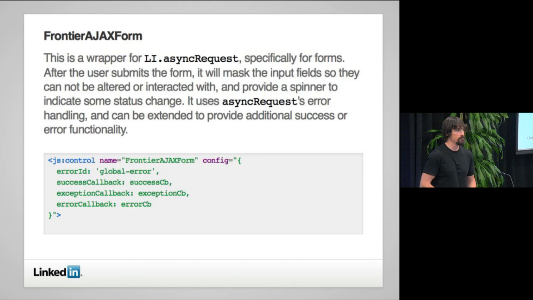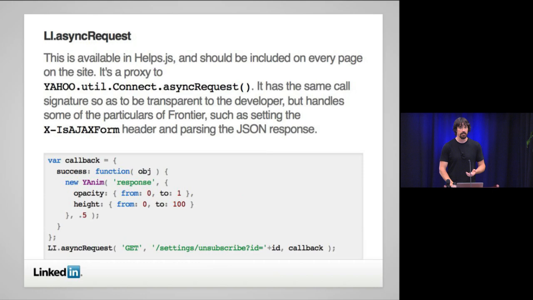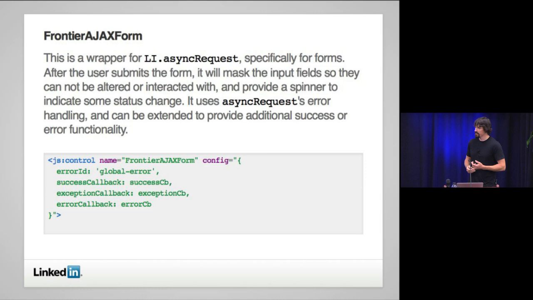On top of that, we often use Frontier AJAX form. This is particularly for, obviously, forms, but it's also a UI control. So whereas LI async request is actually just a function you can call pretty much anywhere, this is a control you have to instantiate using the control framework. What this does is when the user interacts with a form and then hits submit, it puts a mask over the form and prevents the user from actually being able to focus any of the fields. So you can't alter the text that's in there. You can't submit it again. It also provides a little spinner that shows that, hey, something's going on. It has some of its own success and failure callbacks in there, but you can also provide your own as well.